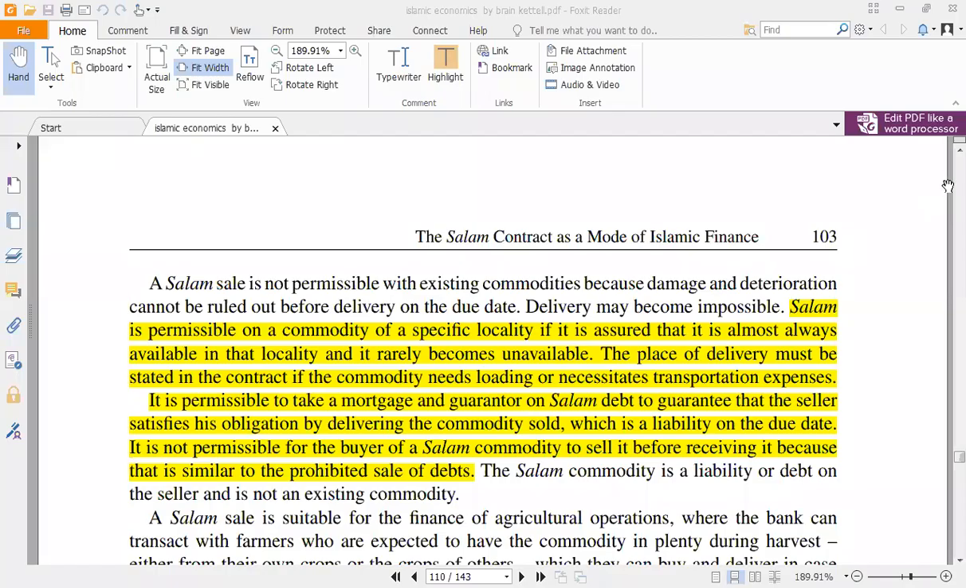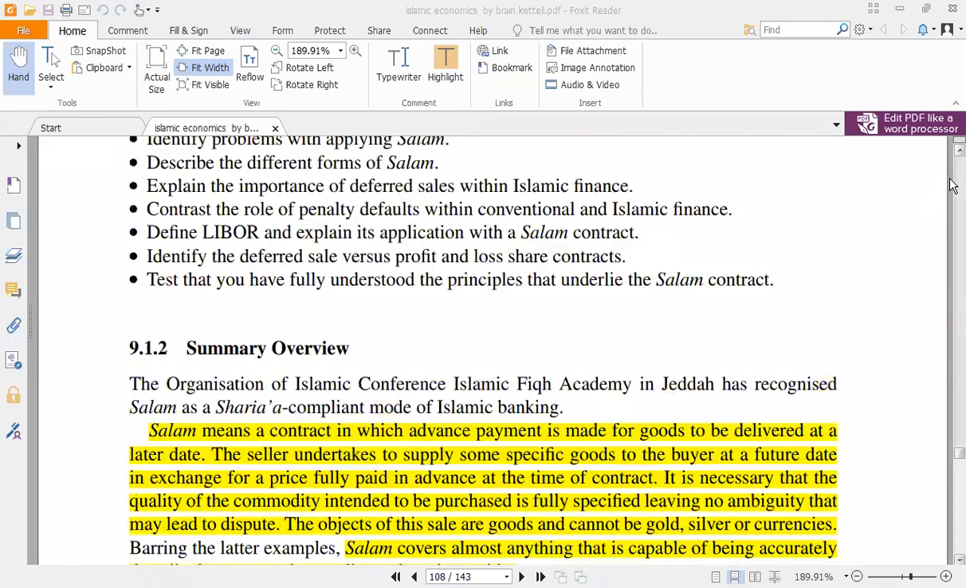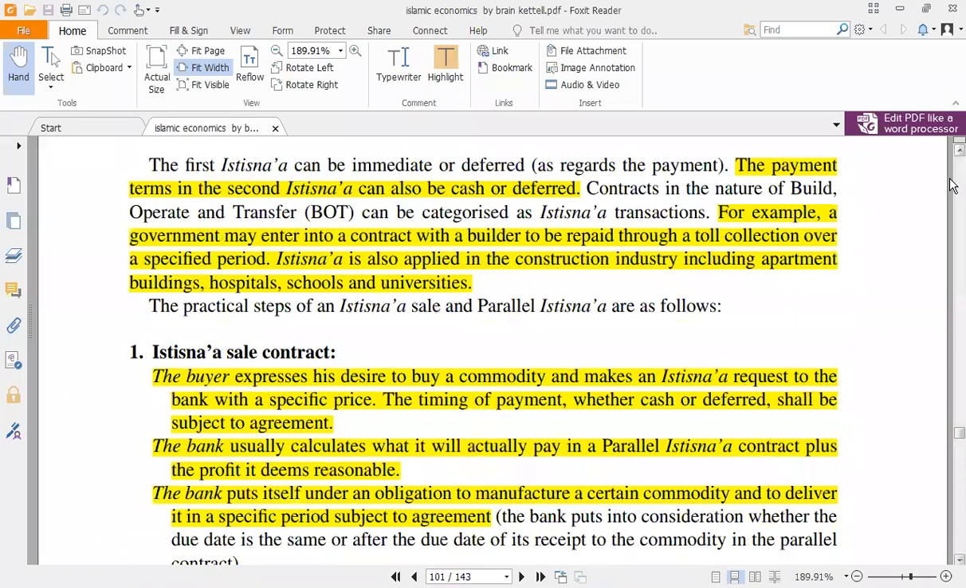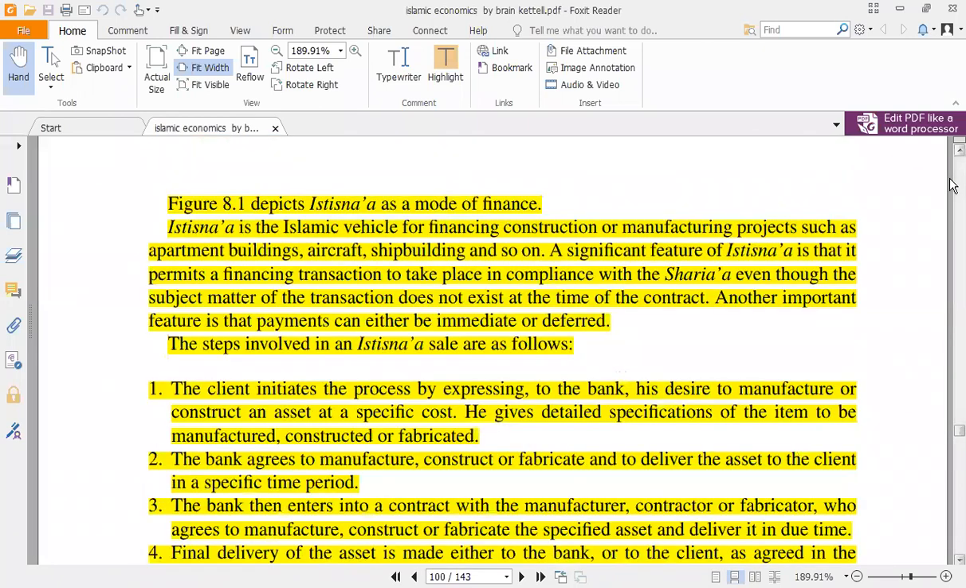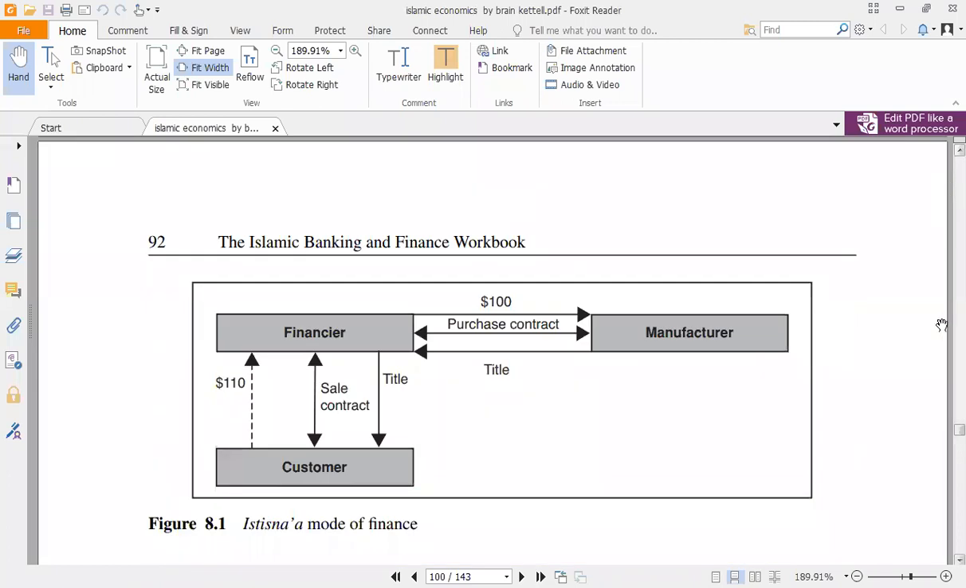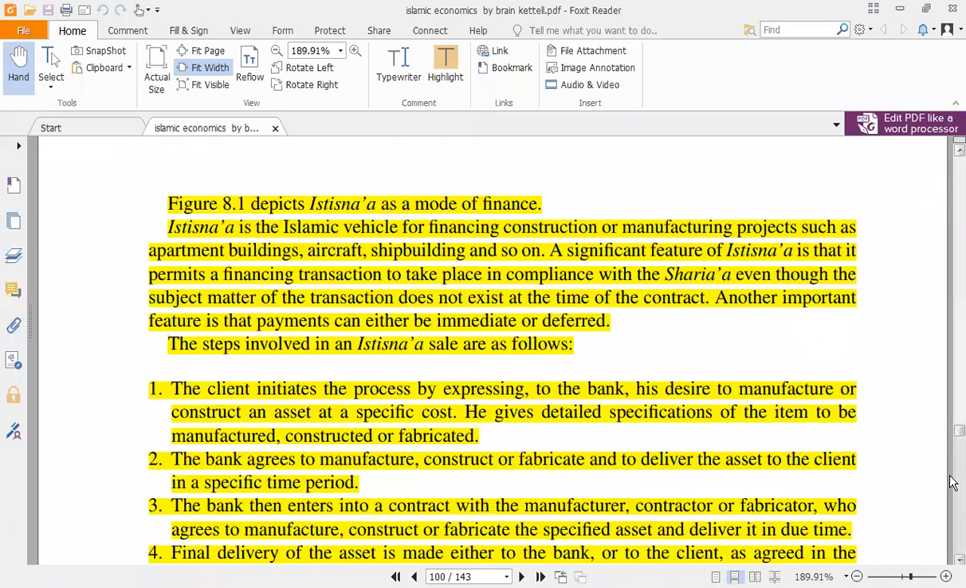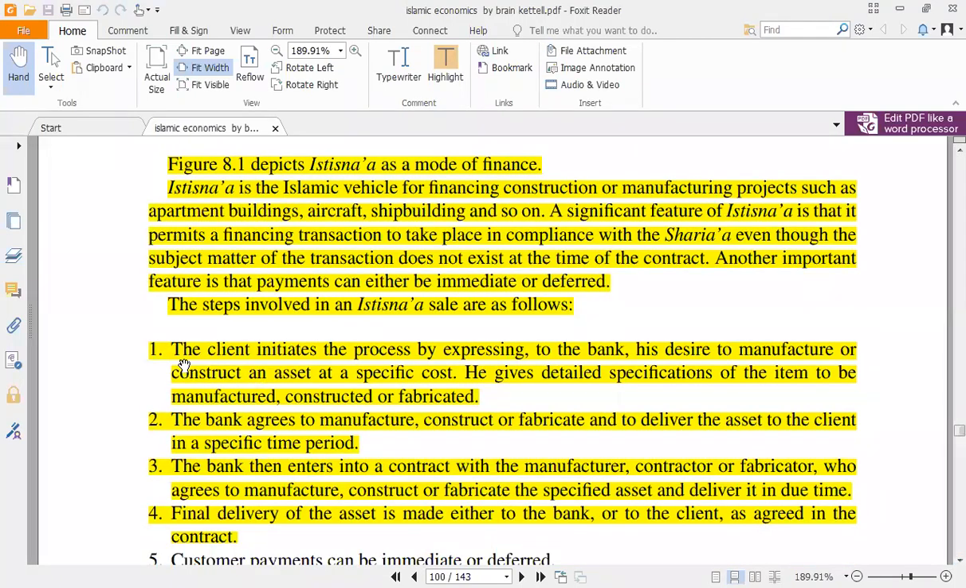You can see the screen, and here we will continue our last lecture, where we stopped: Istisna mode of financing. Istisna mode of financing is very simple. Already we have done it. In Istisna mode of financing, we discuss the following process. How does Istisna mode of financing work?